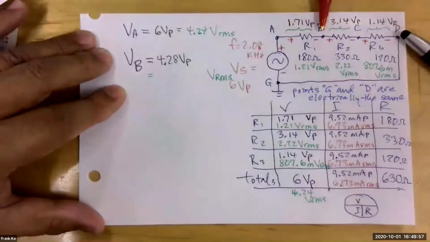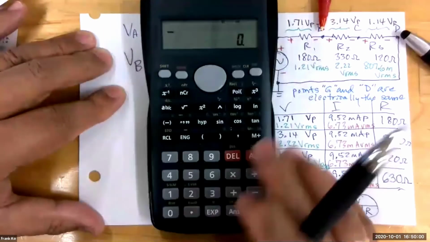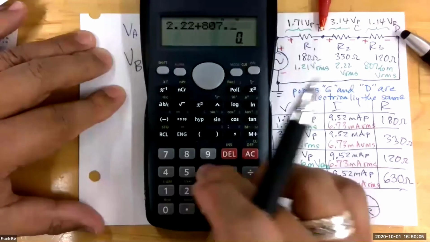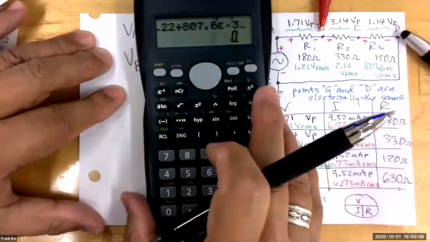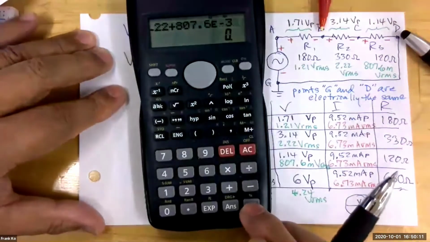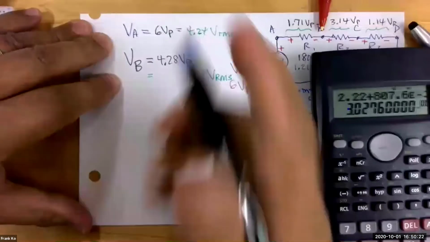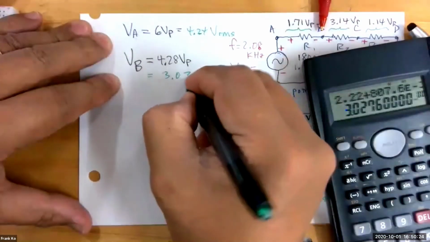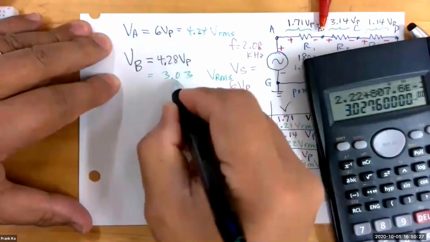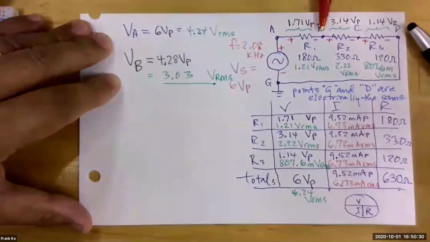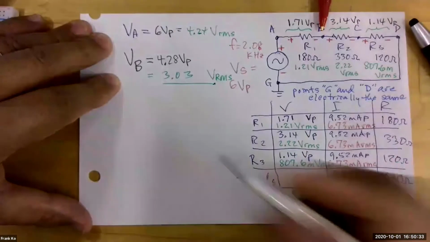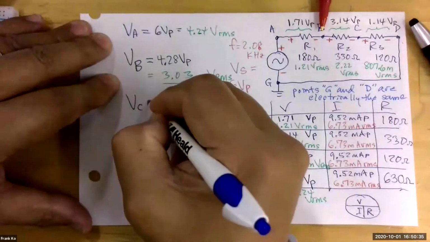Wei Ji, do you have a calculation for that? We clear 2.22, and we're going to add the 807.6 milli. What do you calculate this to be? 3.028. 3.03. Okay, we would call this out as 3.03 VRMS, yes? Okay, for voltage at point B. Very good. And now we have another point to reconcile, and that is voltage at point C.